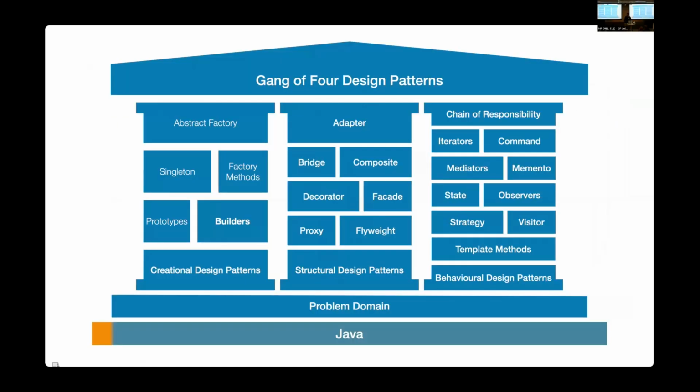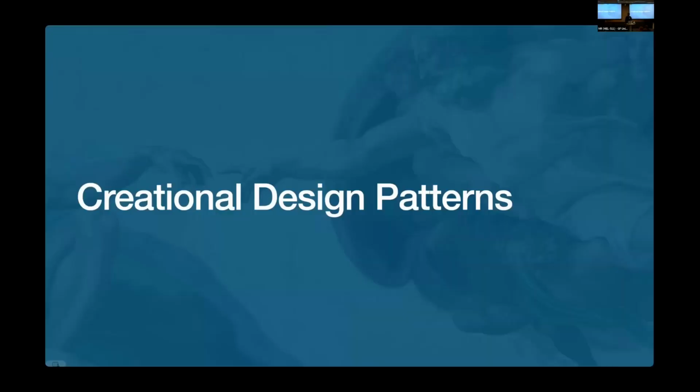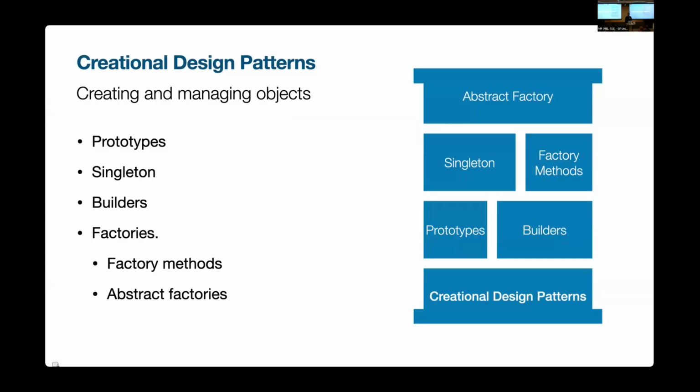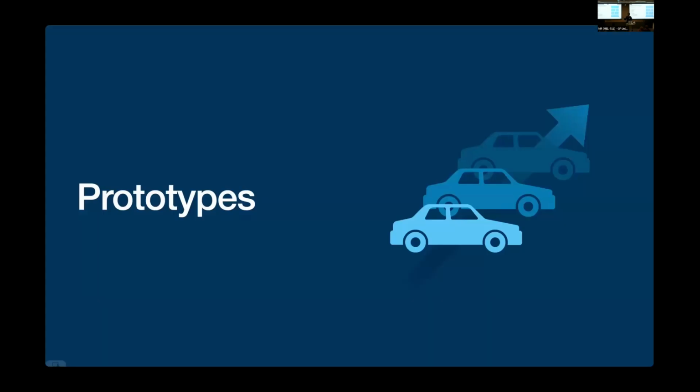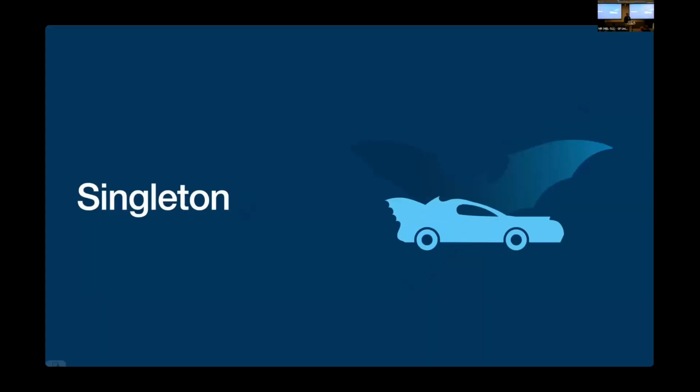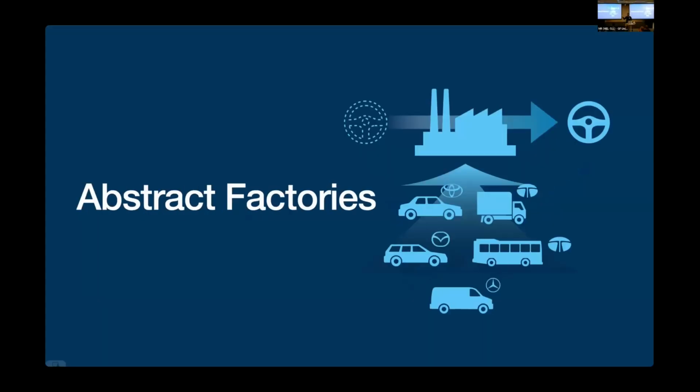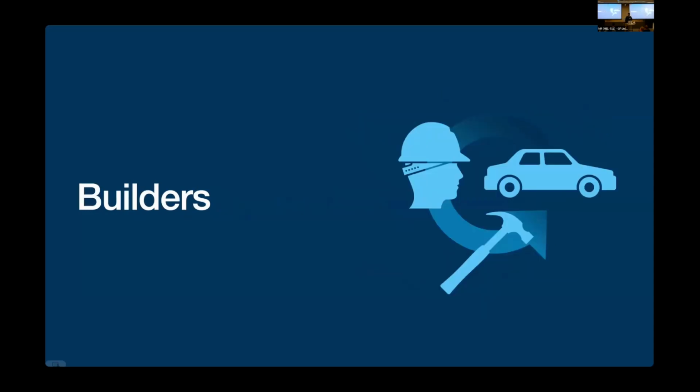There's 22 patterns to go through. We're not going to go through all of them today. But what we're going to do is we're going to go through each of these pillars and grab one of them and see how we can translate them over to Kotlin. We'll start with creational design patterns. Again, there are so many design patterns to go through. There's prototypes, there's singletons, there's factories, abstract factories. And the one that I'm going to be talking about today are the builders.